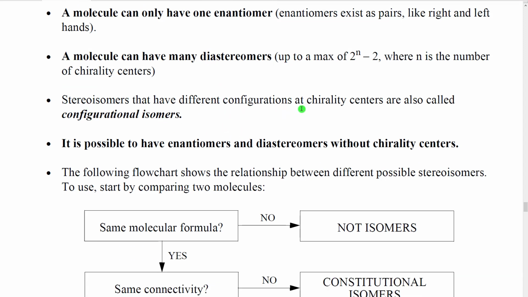Stereoisomers that have different configurations at chirality centers are called configurational isomers. It is possible to have enantiomers and diastereomers without chirality centers. We especially see this with diastereomers, where cis and trans molecules, like cis and trans double bonds, are examples of molecules that have the same connectivity, they're not mirror images, and they're not superposable. So those are diastereomers.